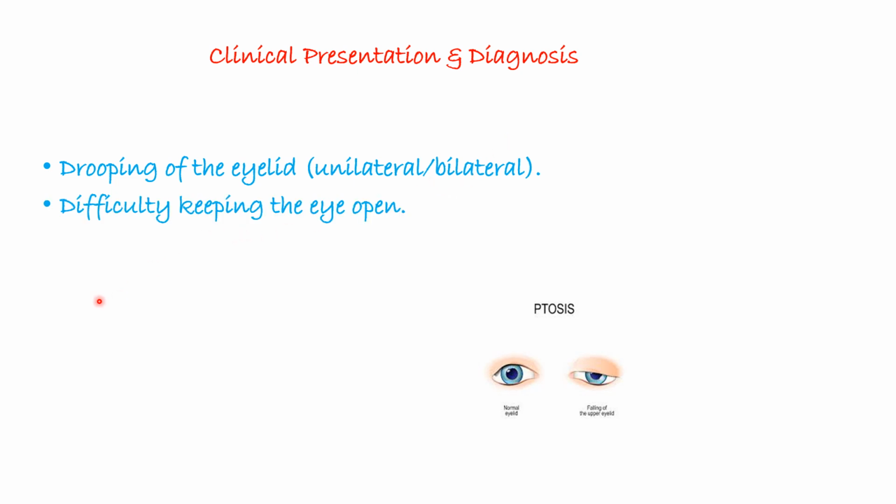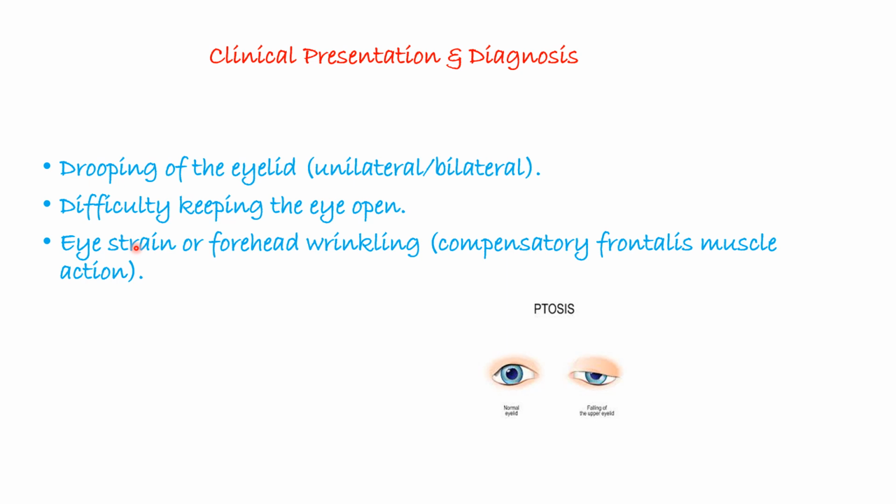Drooping of the eyelid, which, as we said, could be unilateral or bilateral. In addition to that, this patient will have difficulty keeping the eye open, and because we are straining to look, or we have eye strain, we will have forehead wrinkling. This is because of the compensatory mechanism of the frontalis muscle, and we're also going to have impaired vision in severe cases. If the eyelid droops severely, it will impair vision.